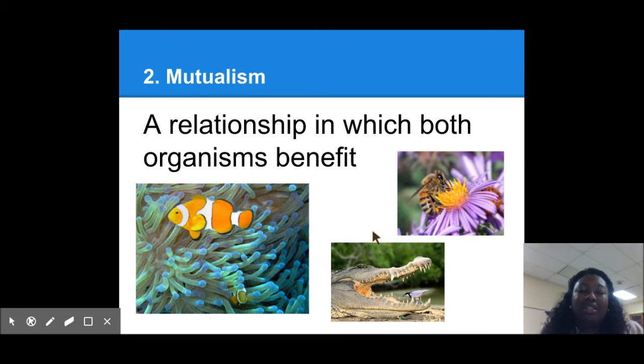So here are three examples. You have the clownfish and the sea urchin there. You have the alligator and the bird, and you have the bee and the flower.